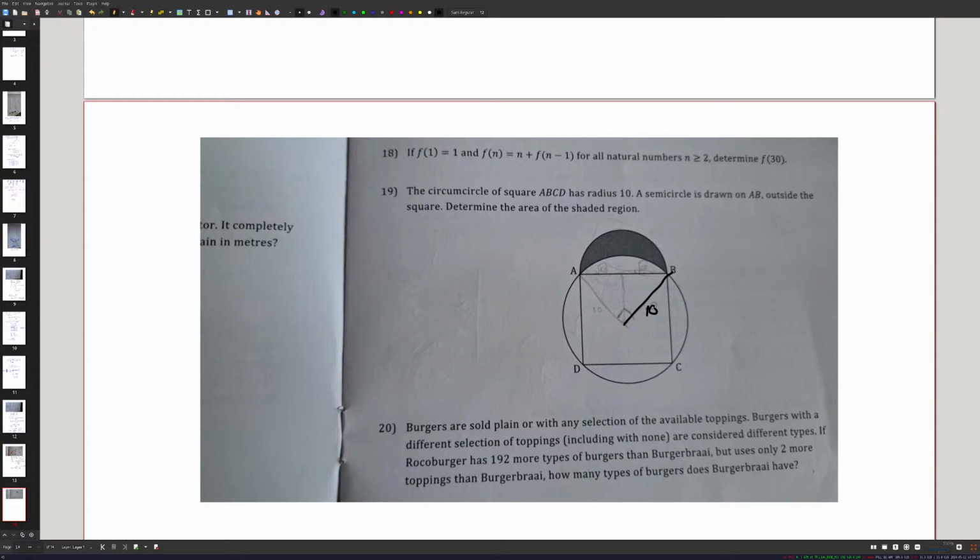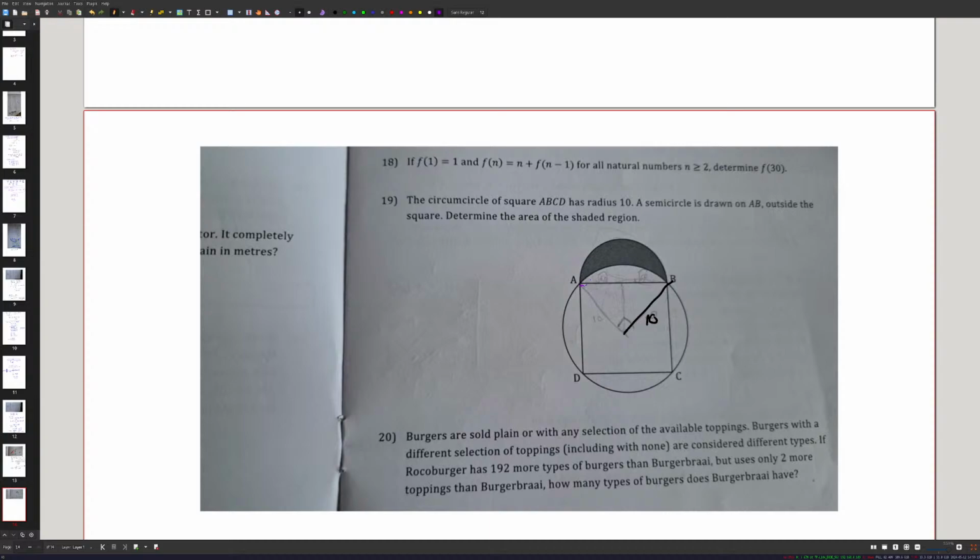Okay, well, this thing in purple over here is 1/4 of the full circle. So this has area, a quarter of 10 squared times pi. Pi times 10 squared, so that's 25 pi. This triangle in blue over here, if this length is 10 and this length is 10, then this whole length is 10 root 2.